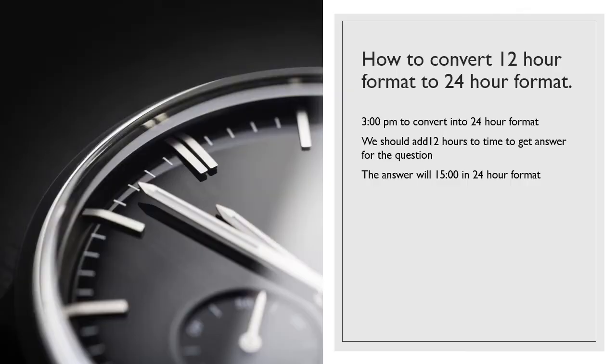Okay. Now, how to convert 12-hour format into 24-hour format? 3 o'clock PM. To convert into 24-hour format, we should add 12 hours to the time to get the answer for a question like this. We will have 3 o'clock plus 12 is 15. So 15 o'clock in 24-hour format means 3 o'clock in 12-hour format.